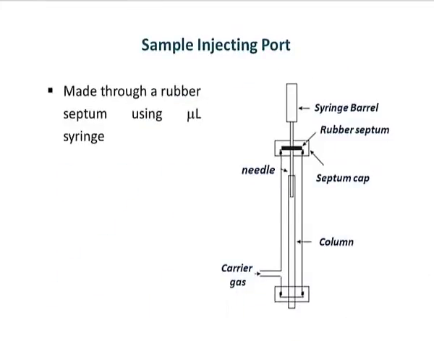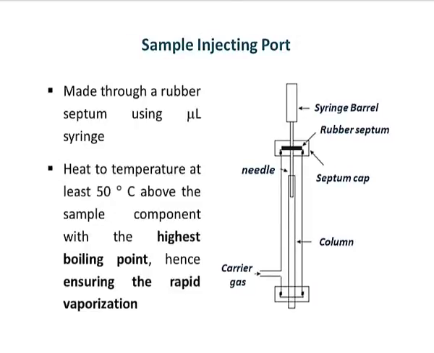Now, coming to the injection port of a gas chromatograph. If one is talking about a packed column, injection is fairly simple. One needs a syringe, and that syringe is put through an injection port which consists of just a rubber septum, and one can inject, let us say, 10 to 20 microliters. The injection port is generally heated to around 50 degrees above the sample component having the highest boiling point. That would mean all the components, as soon as they enter this port, are vaporized, and those vapors are carried through the carrier gas to the column.